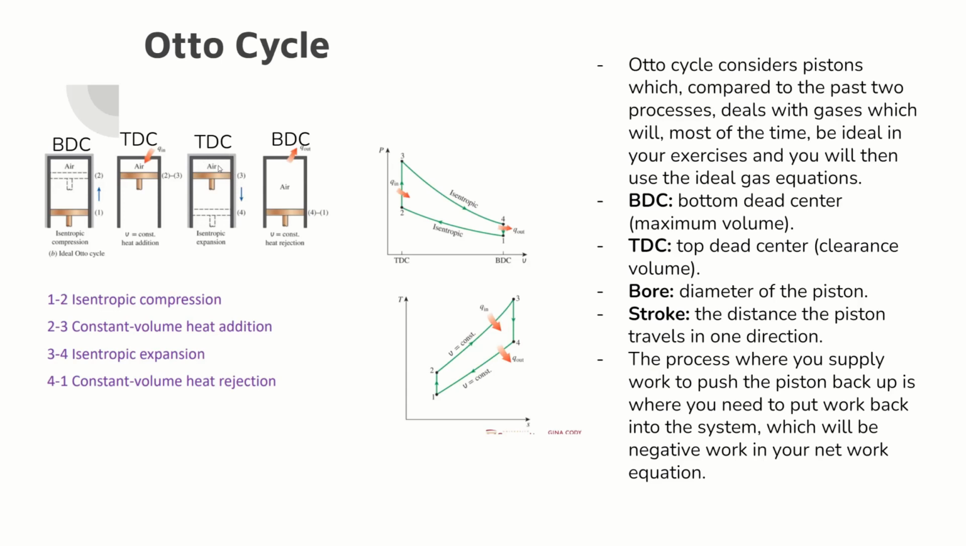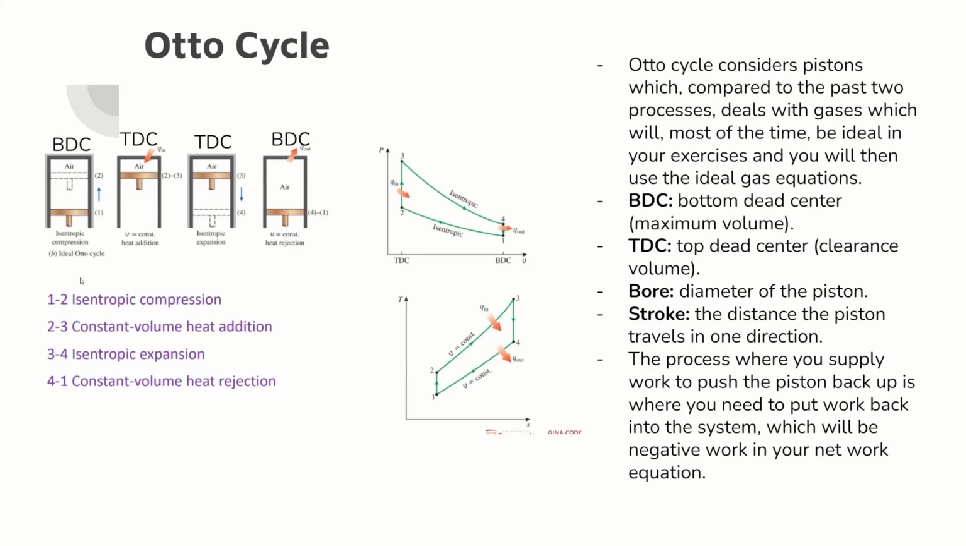Then due to this explosion, from state 3 to state 4, your cylinder comes back down. So just like with state 1 to state 2, you have an isentropic expansion, not compression, but expansion. And then state 4 to state 1, no work is being done, but you have heat coming out of the system. Okay, and you have your respective PV diagrams.